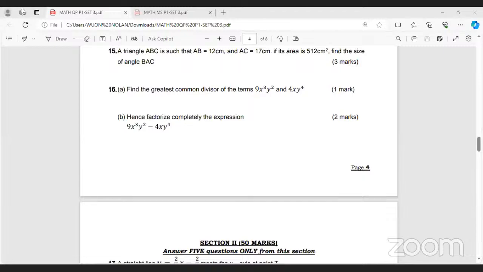Is your question answered? Yes. Okay, thank you. Mwalimu, we can proceed. Yes, we are now in question 16.